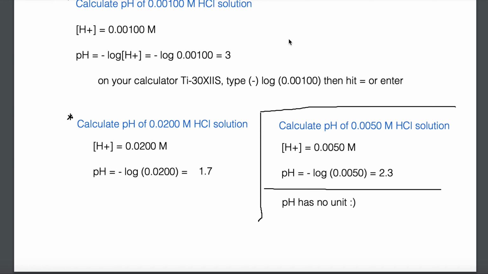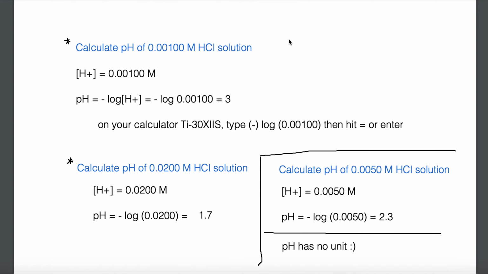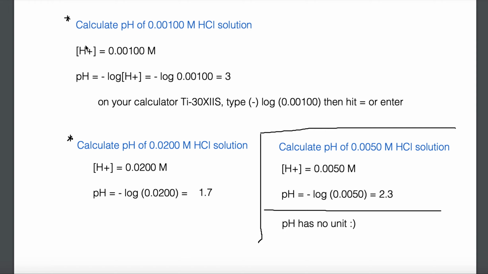All right. So by now, we should be able to calculate everything from H plus to OH minus and pH. And remember, if pH comes out to be less than 7, like 3, 1.7, or 2.3, those pH that are less than 7 tell us the solution is acidic. Remember, less than 7, acidic. Right at 7, we're talking about pH neutral. Greater than 7, like 7.4, that's basic.